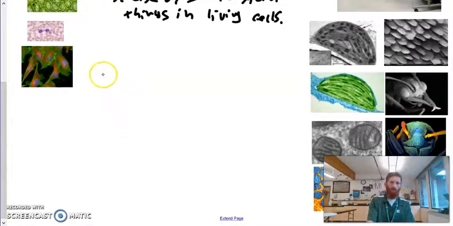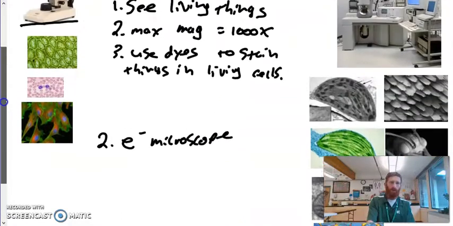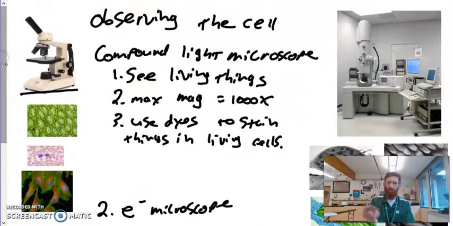So then number 2, the second type of microscope is the electron microscope. So we'll just use our abbreviation from chapter 2 for electron. Electron microscope. Make sure that you're writing these down in your notebooks. When I check your notes for chapter 7, you'll get points for writing this down.